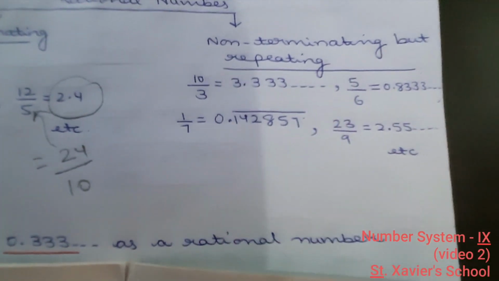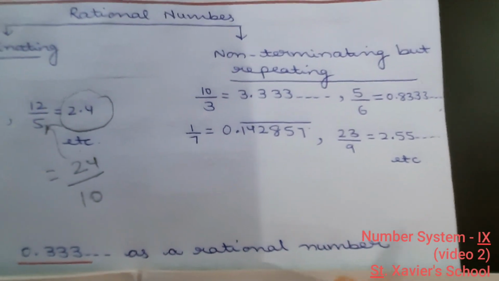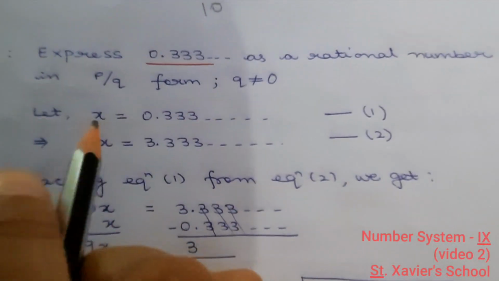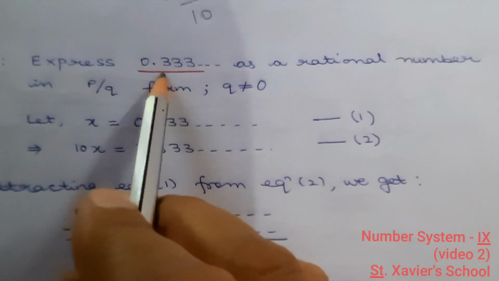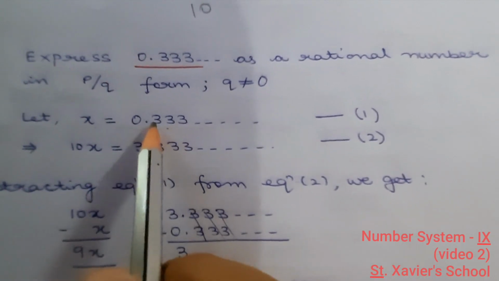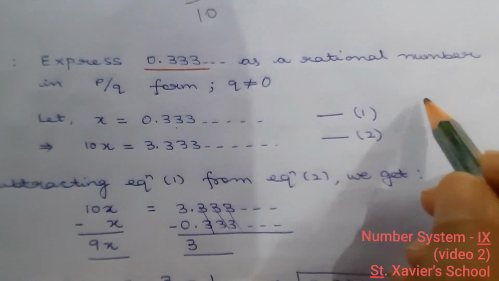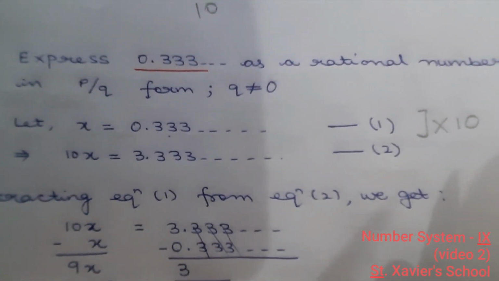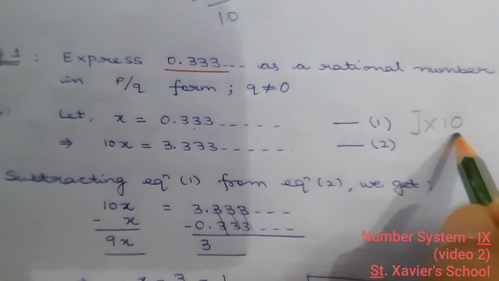So for this, what we are going to do is, we are going to use a special method. We will assume the given number to be x. Suppose we have to put 0.333 in p by q form. So we will take it as x. We can see just one number is repeating. So we shall multiply this equation by 10, because one digit is repeating after decimal, we are multiplying by 10.